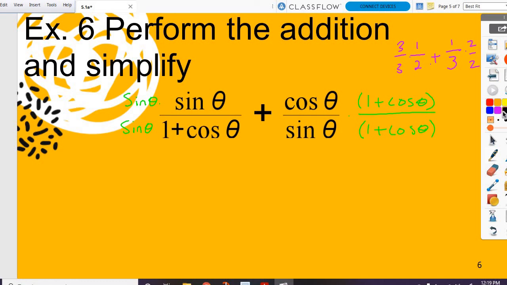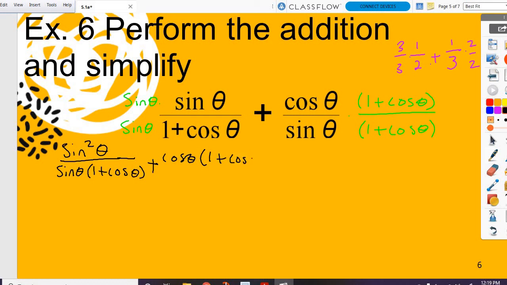So then we're going to simplify. So sine times sine is sine squared of theta. And then we have sine of theta times 1 plus cosine of theta. Then we're adding cosine of theta times 1 plus cosine of theta.